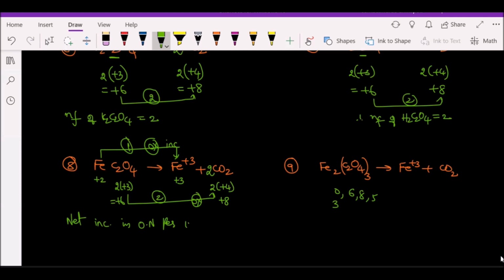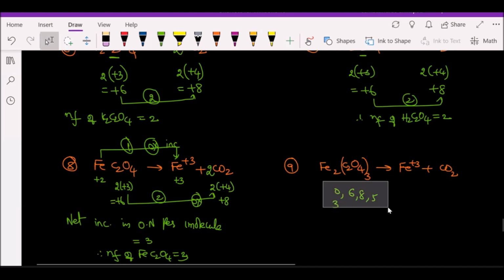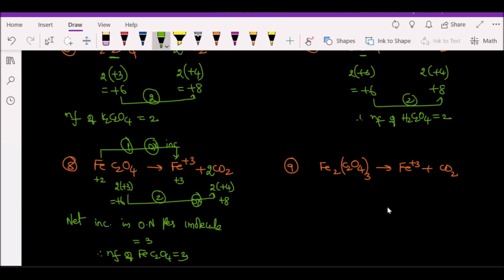For 1 mole or 1 molecule it is 3. Therefore, the N factor of FeC2O4 is 3. Apply the same logic for the right side also. What is the oxidation state of iron? Because you know the crisscross method, the iron valency is 3 here. So iron is +3. Take here 2 irons, so 2 times +3.